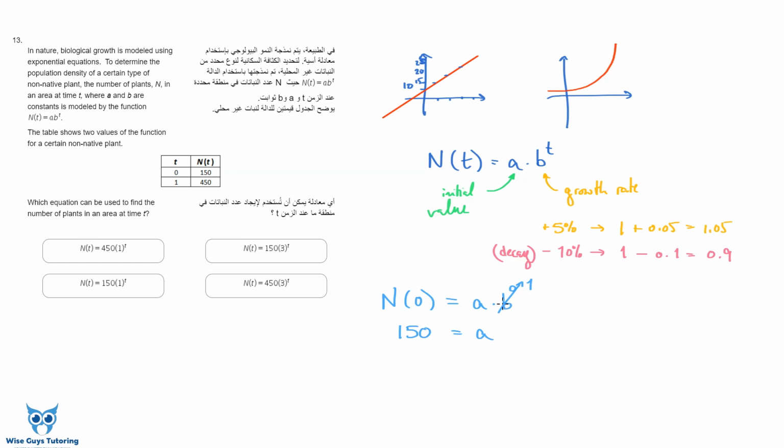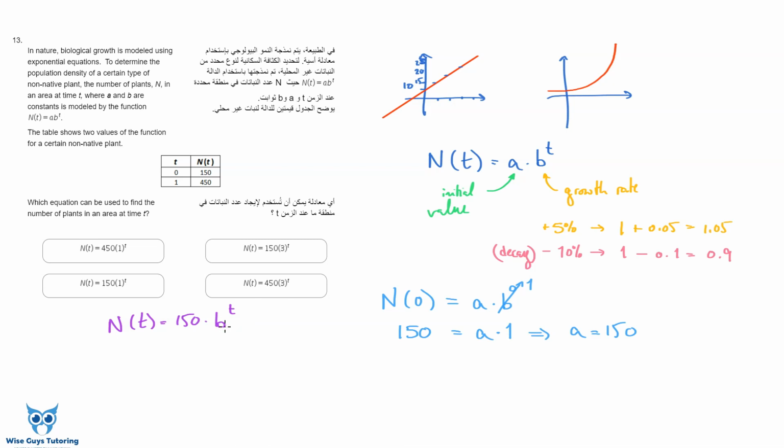No matter what it is, to the power of 0 gives you 1. So a times 1 equals 150. Well, now I know that a is 150. So I've solved for my first variable. Okay, so now that I know a is 150, I'll rewrite this equation. I'll update it here in purple. I'll say that n of t is 150 times b to the t.